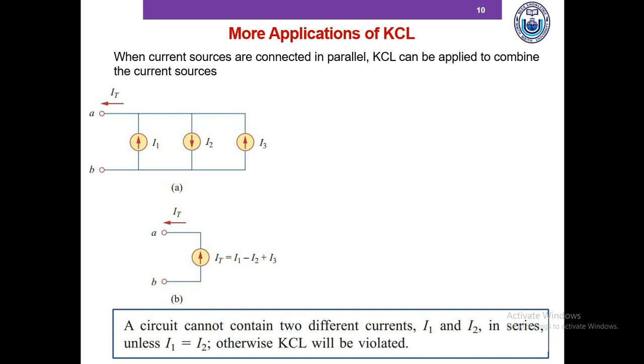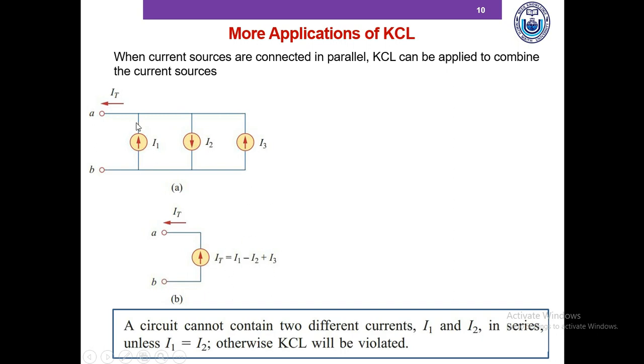Just like we can combine several voltage sources in series and replace them with one voltage source, we can also combine several current sources in parallel and replace them with one current source. So here I have three current sources, I1, I2, and I3, and I can combine these three current sources and replace them with one current source, where the value is just the algebraic sum of the individual current sources. So how do I get this? IT equals I1 minus I2 plus I3. How do I get this equation?